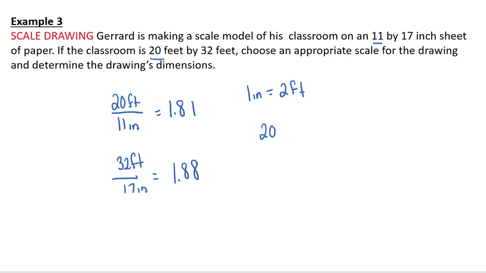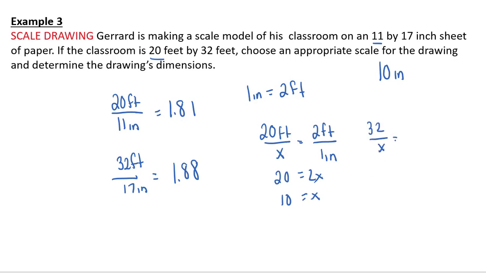So I have 20 feet. I need to know what my scale drawing is. That's 2 feet is to 1 inch. So I have 20 equals 2x. X is equal to 10. So one of my dimensions is 10 inches for the actual scale drawing. And then I have 32 is to x as my scale factor, 2 is to 1. So I have 2x equals 32. X is going to be equal to 16.